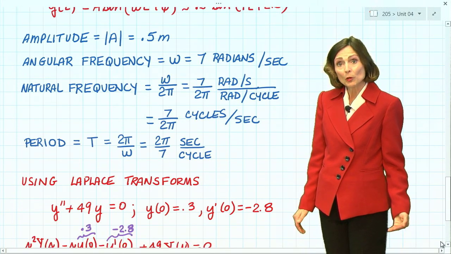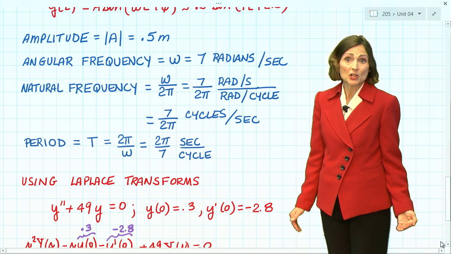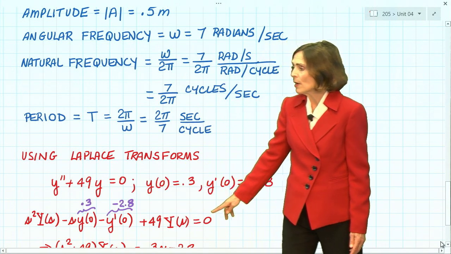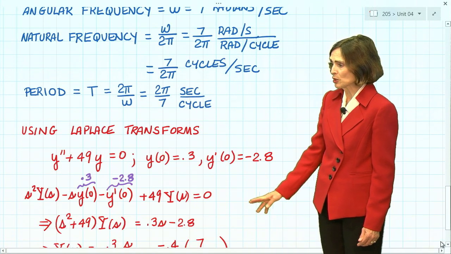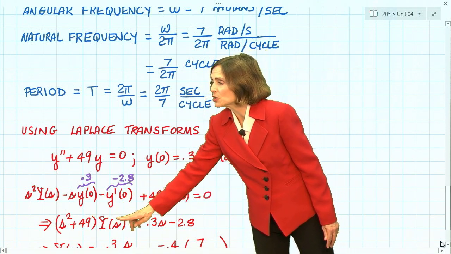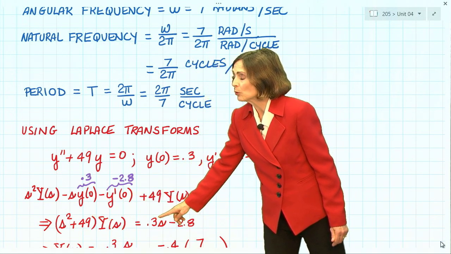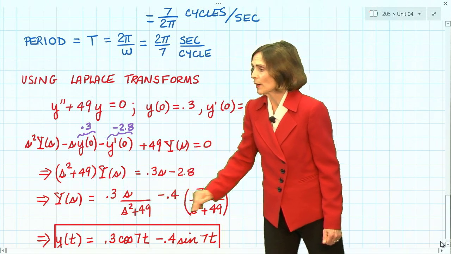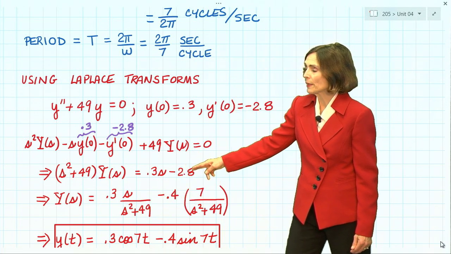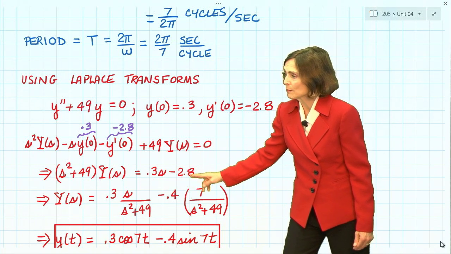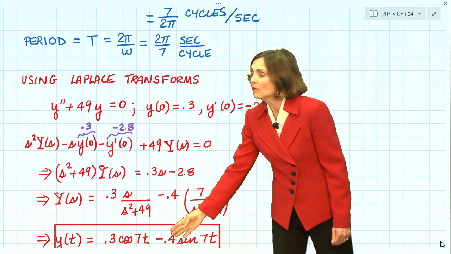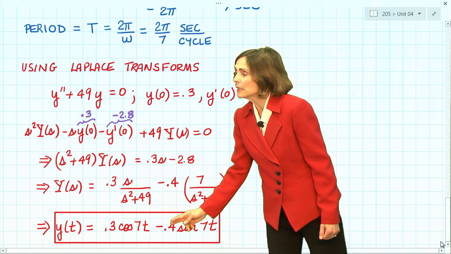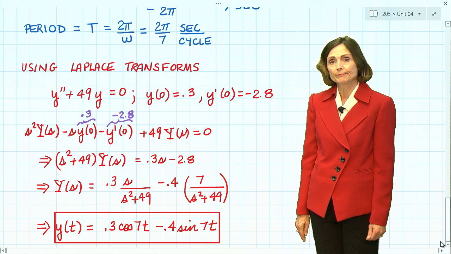We could do the problem with Laplace transforms utilizing our initial condition information as we solve the problem. Take the Laplace transform of both sides using the initial condition information, and notice we have s squared plus 49 times capital Y of s is equal to 0.3s minus 2.8. Divide both sides by s squared plus 49. Notice that 2.8 is 0.4 times 7. There's our minus sign, and we can invert that, and we have the first form that I obtained, 0.3 cosine 7t minus 0.4 sine 7t.